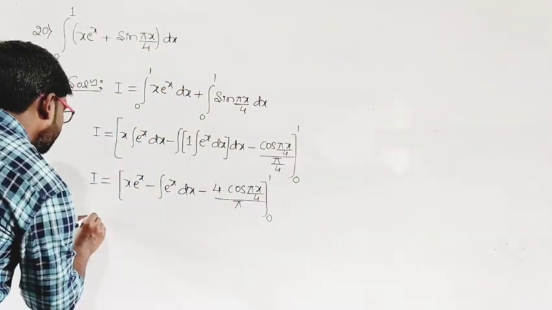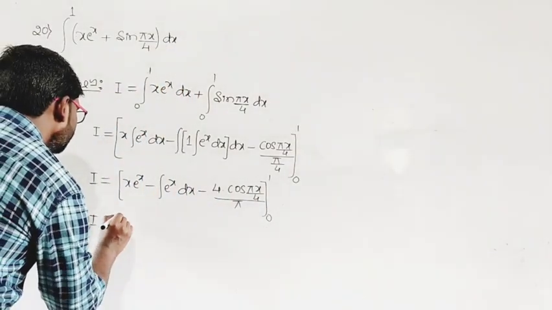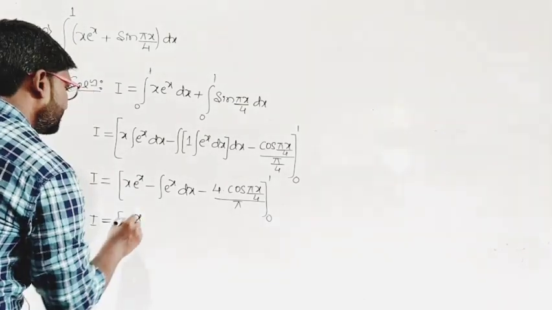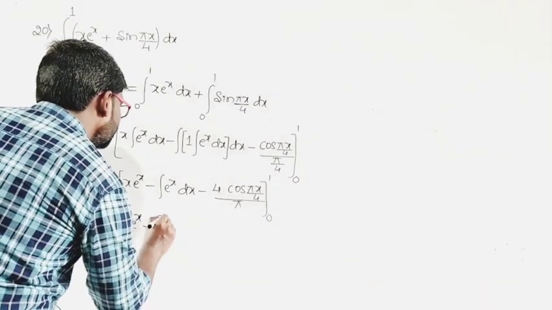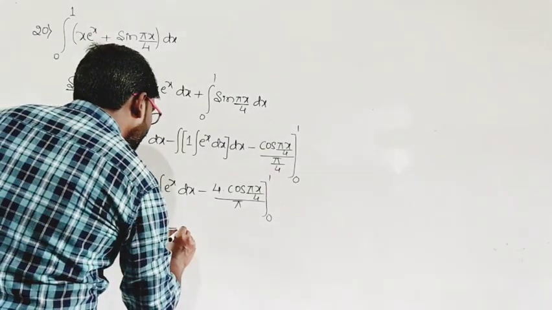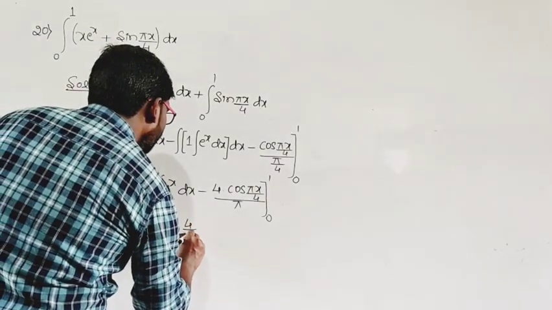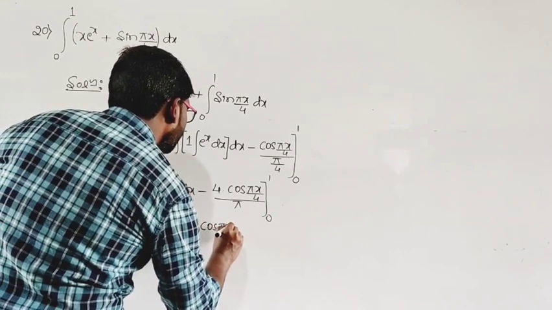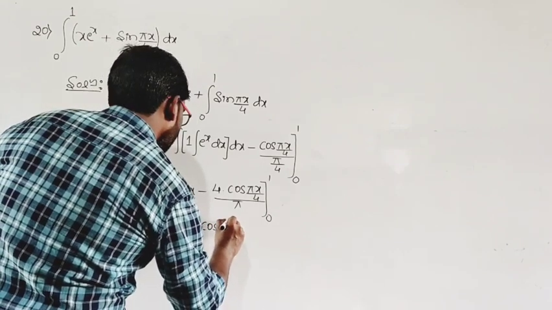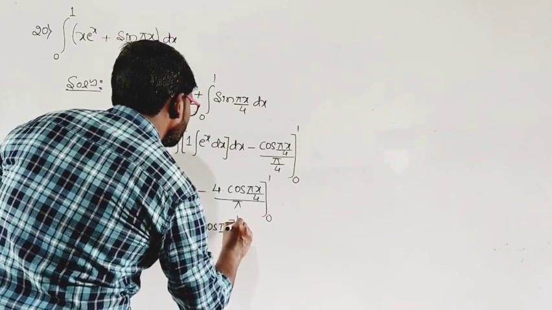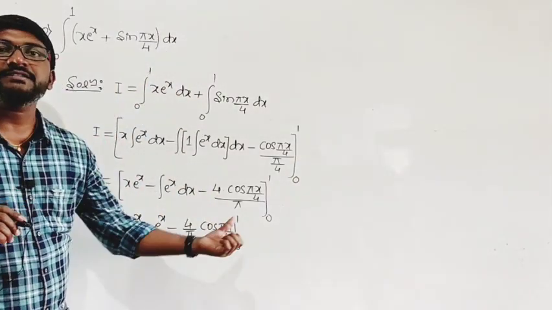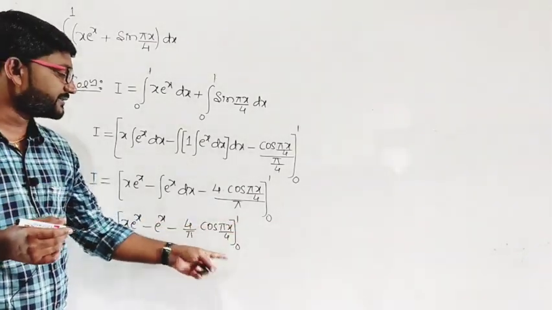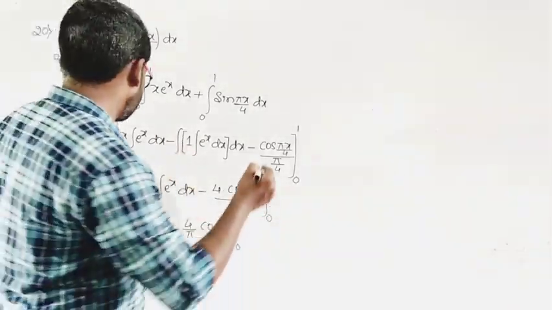So now in the next step, I is equal to x into e power x, then minus the integration of e raised to x, which is e raised to x itself, then minus 4 by pi cos(pi x divided by 4), then 0 to 1. Now upper limit minus lower limit. In place of x we have to write 1, minus in place of x we have to write 0. Let us do that now.